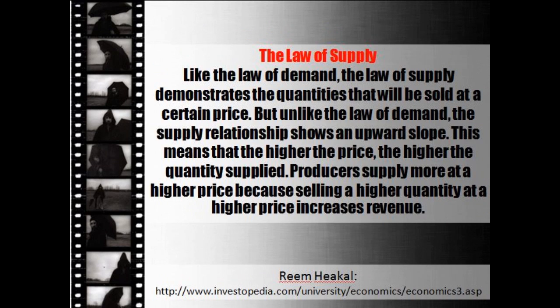For the law of supply, it's like the law of demand. The law of supply demonstrates the quantities that will be sold at a certain price. But unlike the law of demand, the supply relationship shows an upward slope. This means the higher the price, the higher the quantity supplied. Producers supply more at the higher price because selling a higher quantity at a higher price increases revenue.